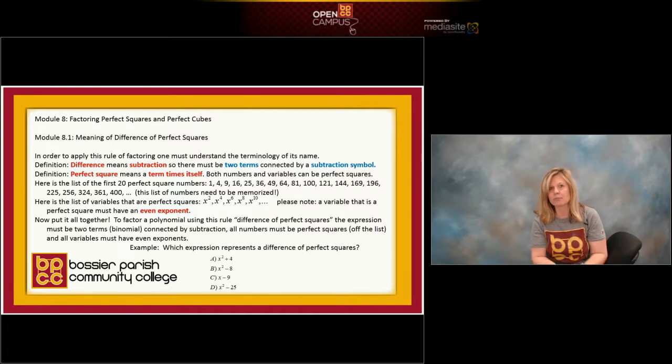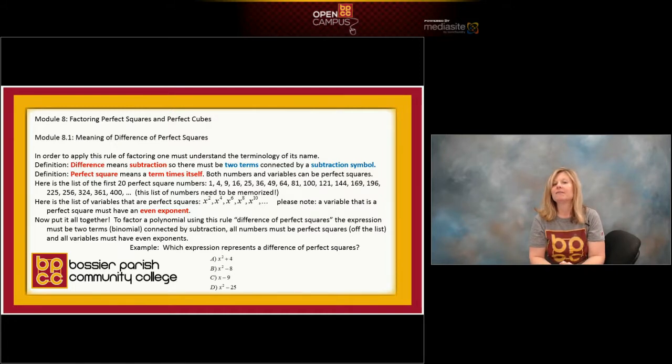You commit rules to memory. Now there's 3 dots behind that list because that list is never ending. I can go on after the first 20. I know 25 times 25 is 625. That's a perfect square also. But most of the times in an algebra class, we stick with the first 20.